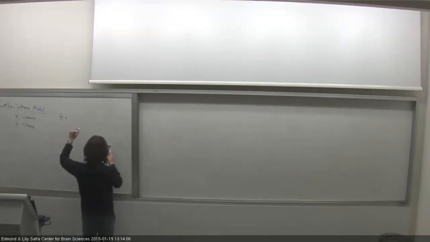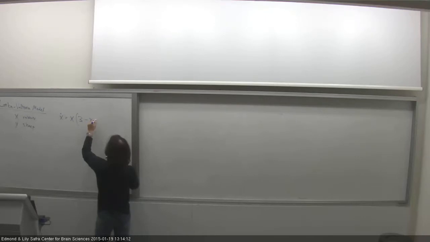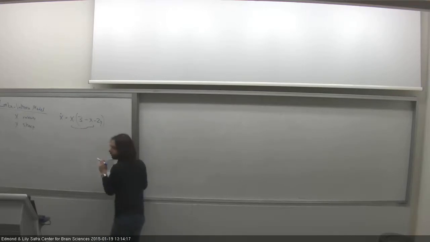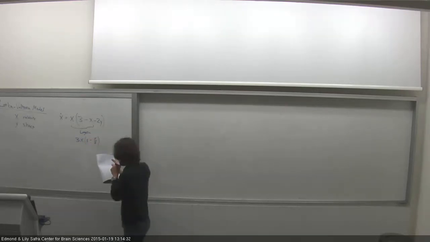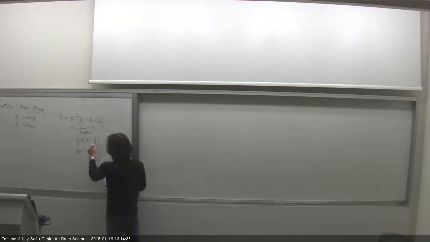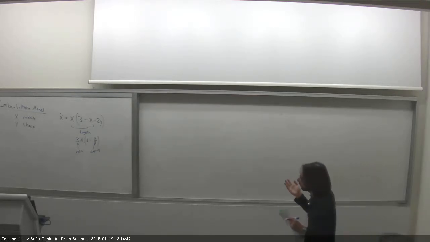So the equation for the rabbit is this one. This part is just a logistic growth, okay? It's like writing 3x times (1 minus x over 3). So then the rate of growth will be 3, and the capacity is also 3, according to what we learned when we covered the logistic growth in one-dimensional systems.